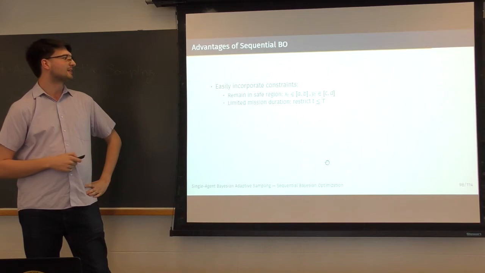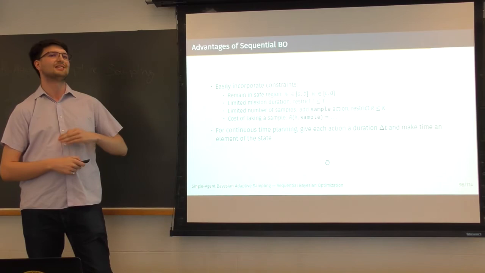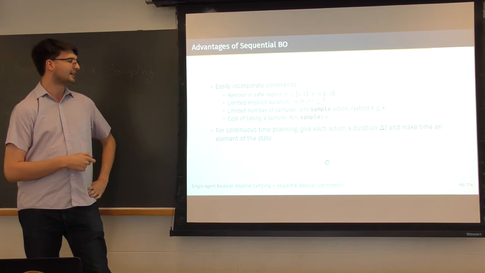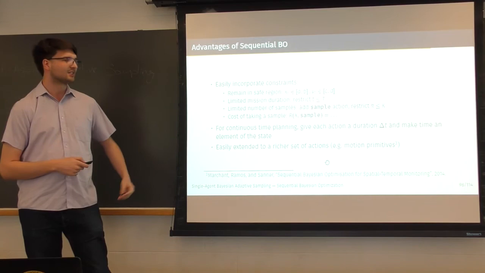You can remain in a safe region, you can limit the height of the tree, you can limit the number of samples. If you add in sampling as its own action, instead of just doing it automatically, now you have to choose when to do a sampling, and you can incorporate that. And for continuous time planning, you can add a duration to actions, and you can use a richer set of actions like motion primitives. Now, what are the challenges of this?